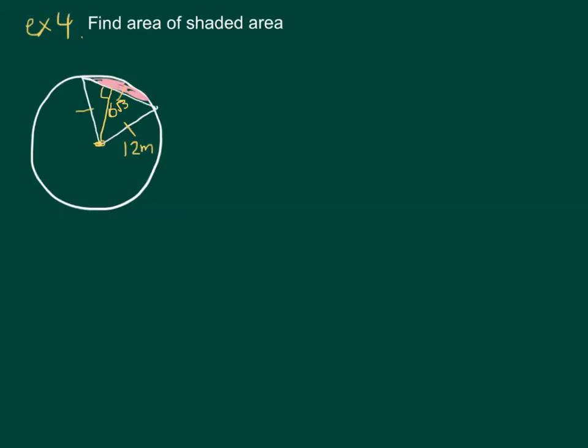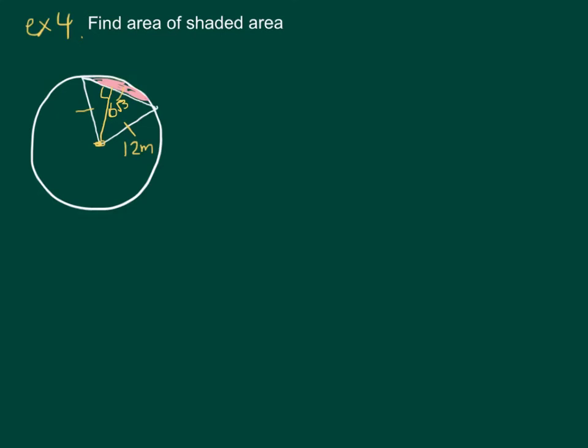This last question is the trickiest of all. The question says, find the area of the shaded area. Shaded area, it must be an area of a sector. But then when I look at this little shaded piece right here, gosh, that doesn't look like a sector at all. So the first thing we're going to have to do is come up with a plan.